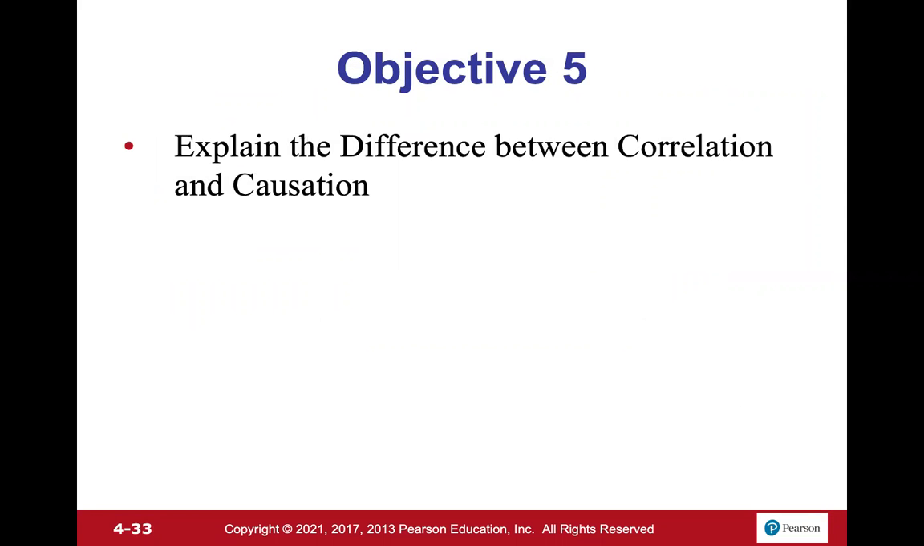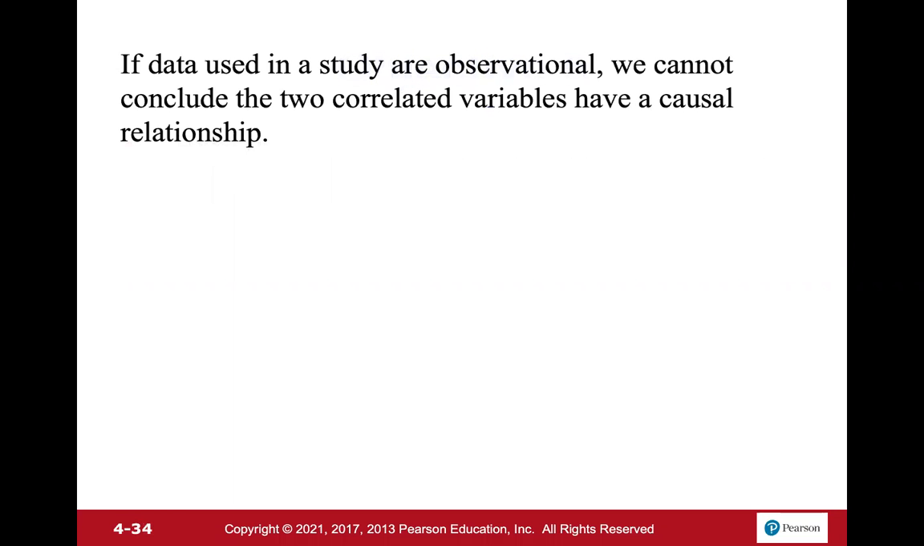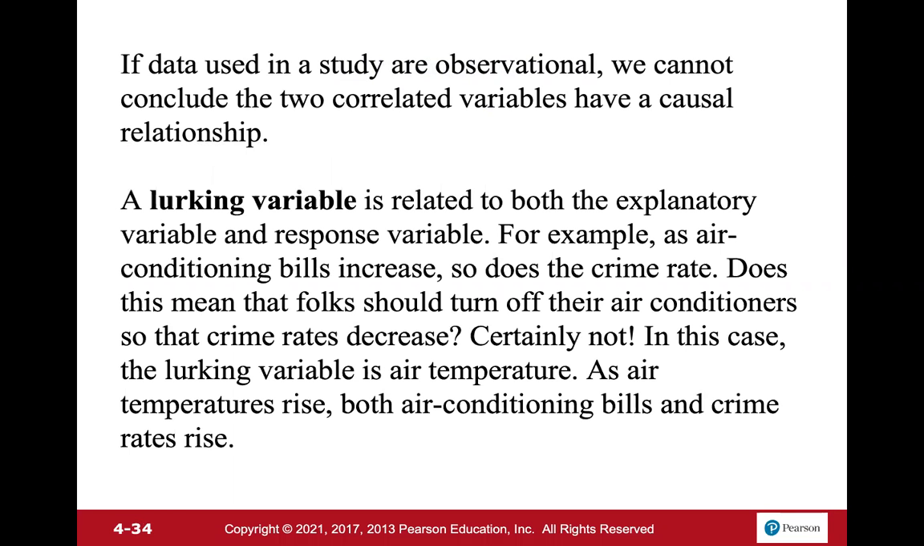All right, so explain the difference between correlation and causation. This here is, I'd say, the most important part of statistics because it doesn't matter what your numbers tell you. There could be some sort of other variables that you're looking at that aren't exactly true for these data values. If data used in a study are observational, we cannot conclude that two correlated variables have a causal relationship. A lurking variable is related to both the explanatory variable and the response variable.